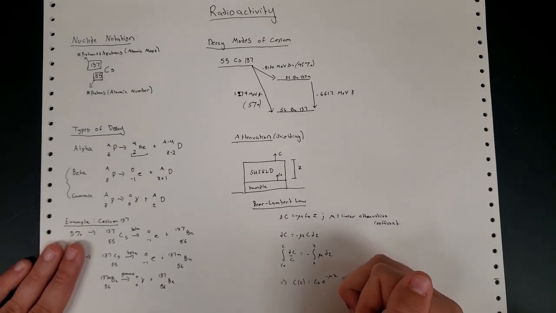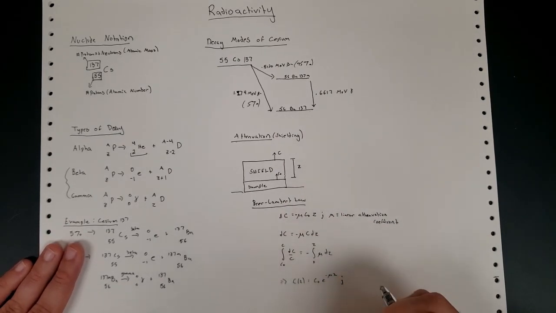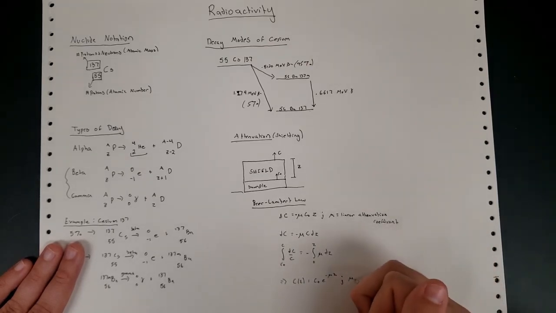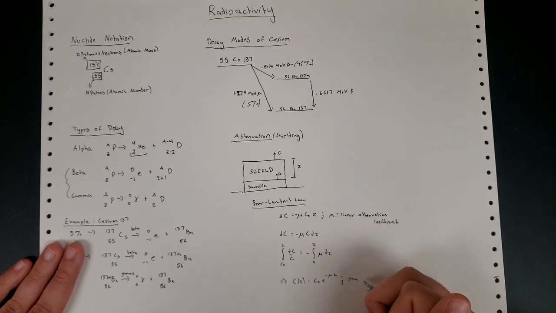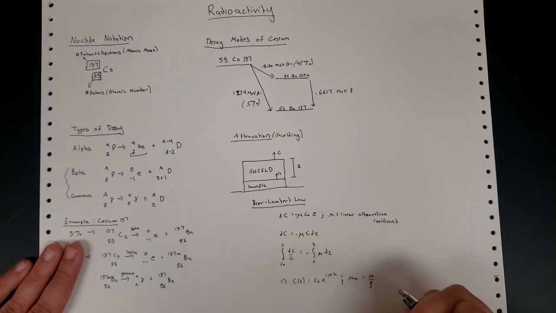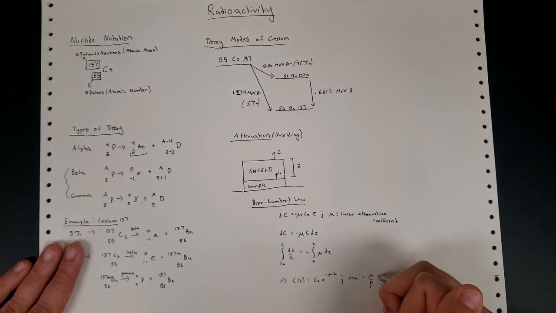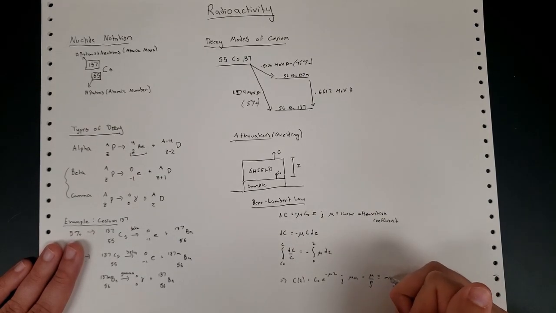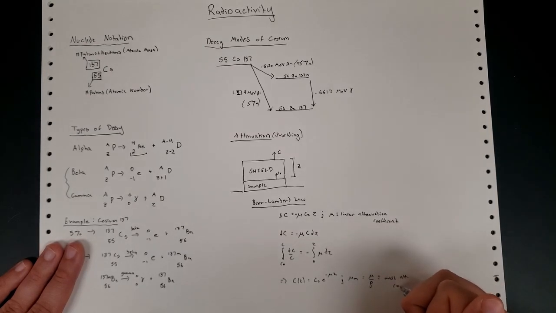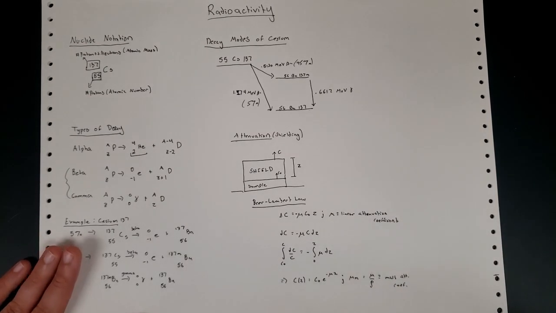We can actually write this factor mu in a more convenient way, and it's called the mass attenuation coefficient, so mu m, and we can define that as being the linear coefficient over the density of the material that we're using. So this is defined as the mass attenuation coefficient.